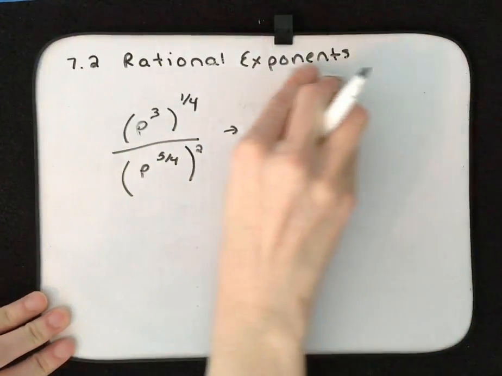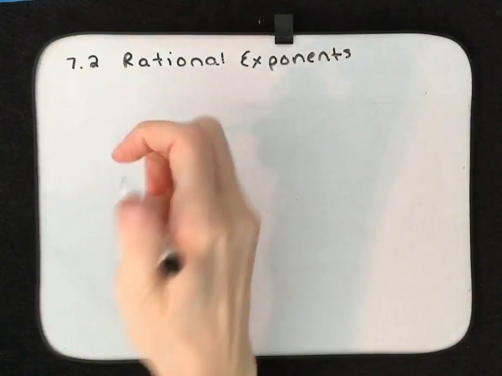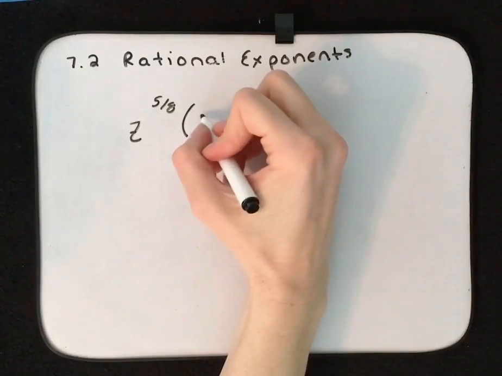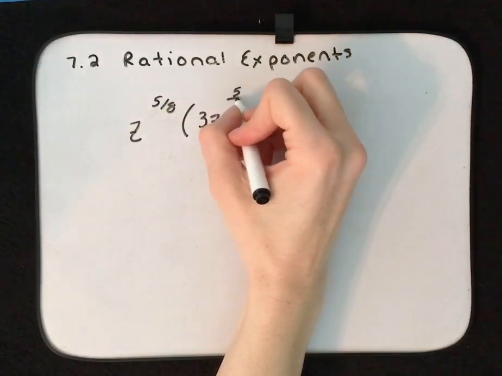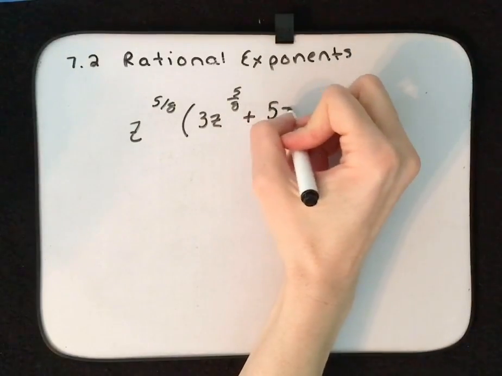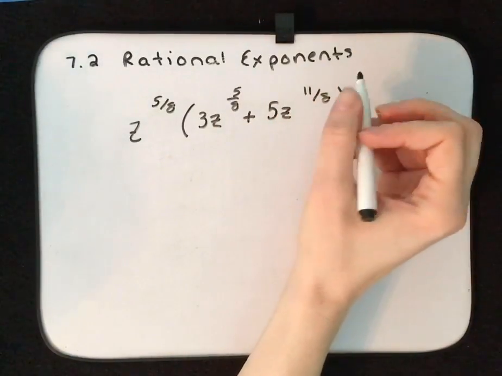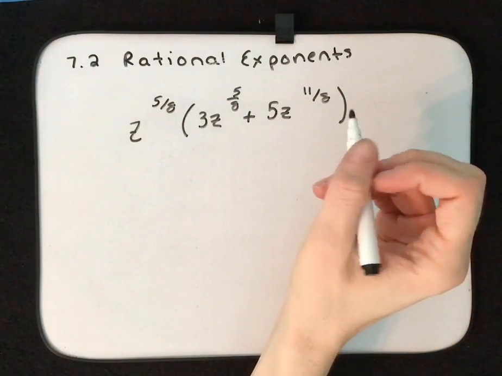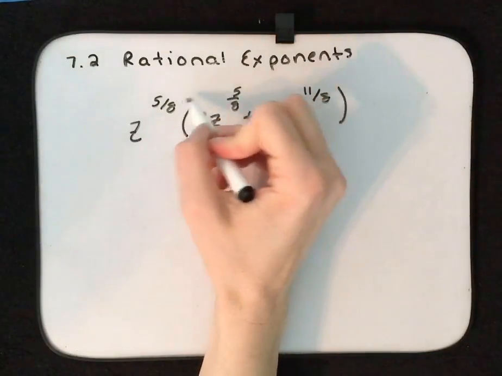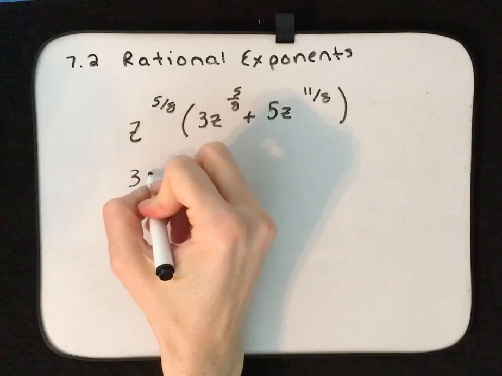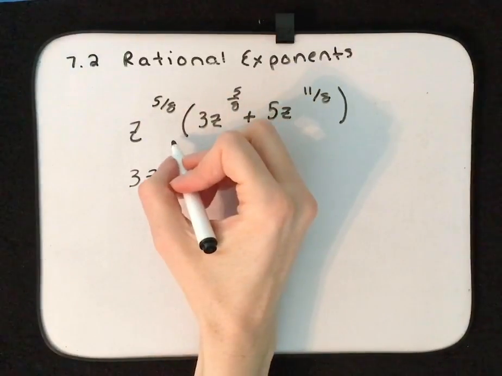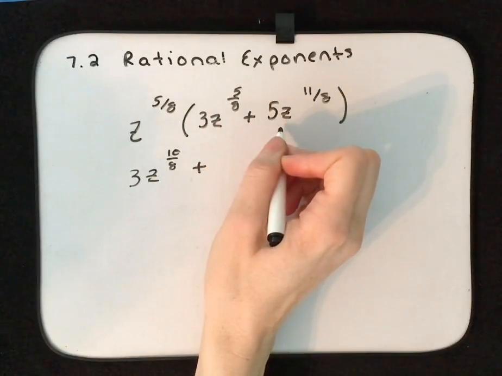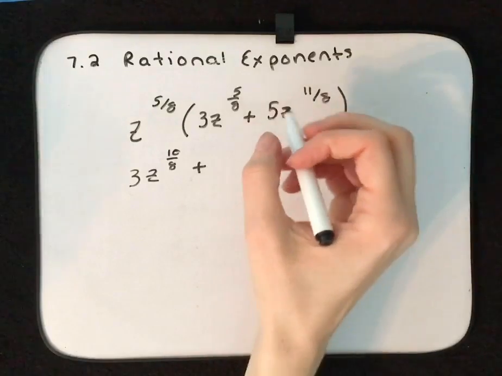Let's try one more. We have z to the 5/8 times 3z to the 5/8 plus 5z to the 11/8. So now we need to distribute our z to the 5/8 the whole way through. If we do that, that means that we are multiplying, so add your exponents. So that's going to give us 3z, 5/8 plus 5/8 gives us 10/8, plus z to the 5/8 times 5z to the 11/8 gives us 5z, 5 plus 11 is 16/8.